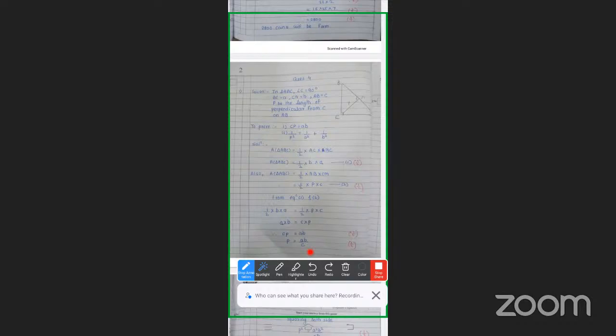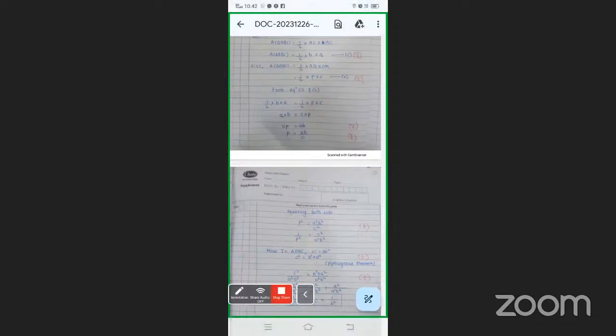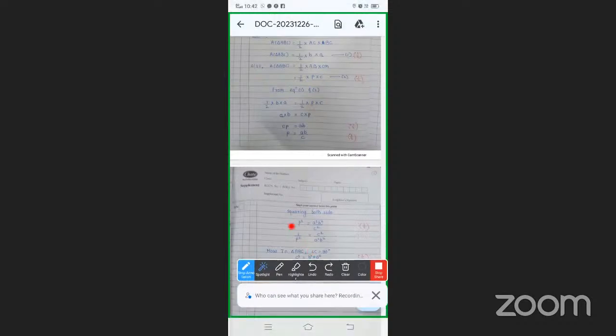Then here we have to square both sides. So P square is equal to A square B square upon C square. Take its invertendo. So 1 upon P square is equal to C square upon A square B square. When we take invertendo, we know that C square is nothing but the hypotenuse.